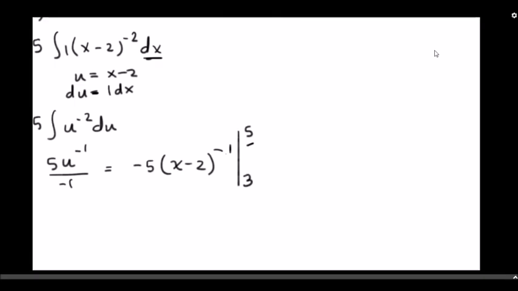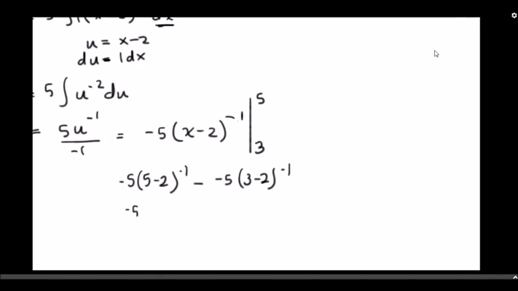And now we need to plug these limits of integration into the antiderivative, starting with the upper one here. So the 5 just goes in place of the x. So I'm going to write this as -5 times 5 minus 2 to the -1. And now we subtract the antiderivative at the lower bound. So -5 times 3 minus 2 to the -1. So this is -5 times 3 to the -1 plus 5 times 1 to the -1.